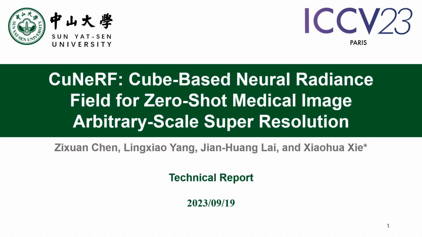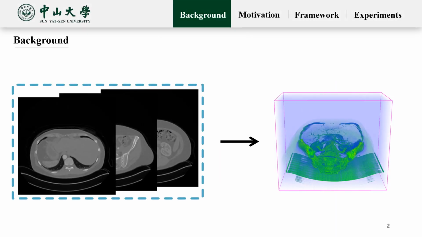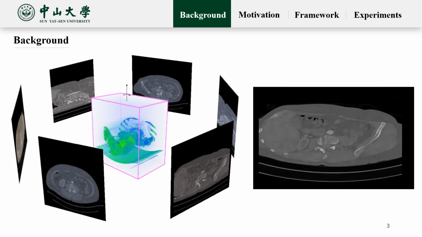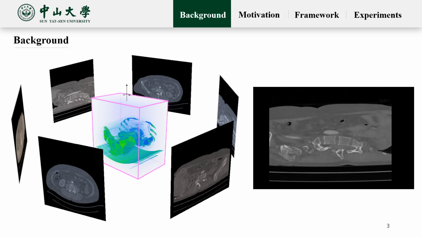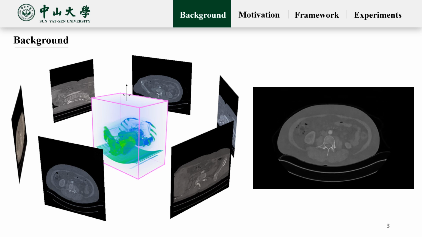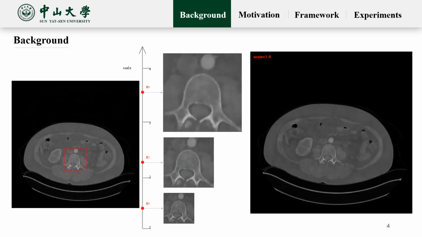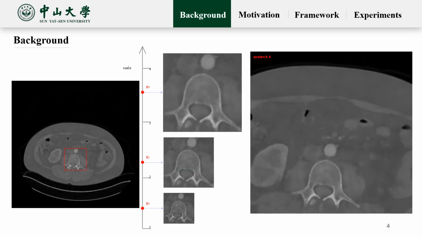In this paper, we present a novel method, CuNeRF, cube-based neural radiance field for zero-shot medical image arbitrary-scale super-resolution. Our goal is to build a continuous volumetric representation from a single medical volume without any extra references. A well-trained CuNeRF can synthesize medical slices from free viewpoints, and can also supersample medical images with arbitrary scales in a continuous domain.